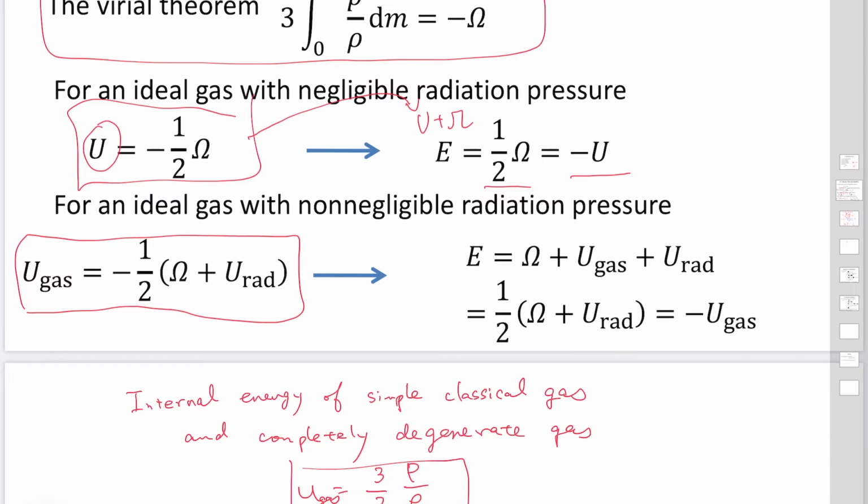In the case of the ideal gas with non-negligible radiation pressure, the total energy is omega plus U_gas plus U_rad. Then if you substitute this here, it becomes one over two omega plus U_rad. This is expressed as minus U_gas. In both cases, the total energy is expressed by the internal energy of the gas.